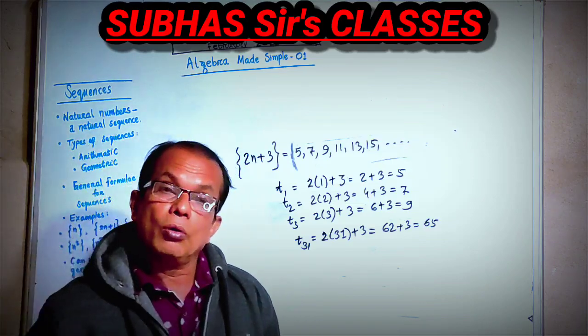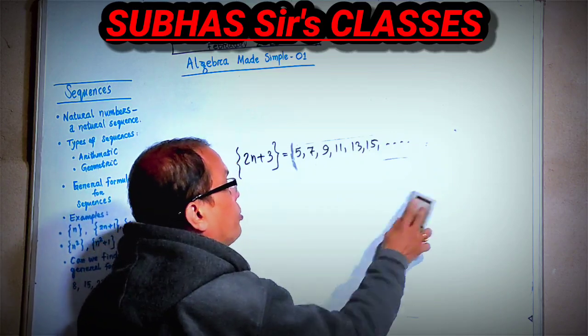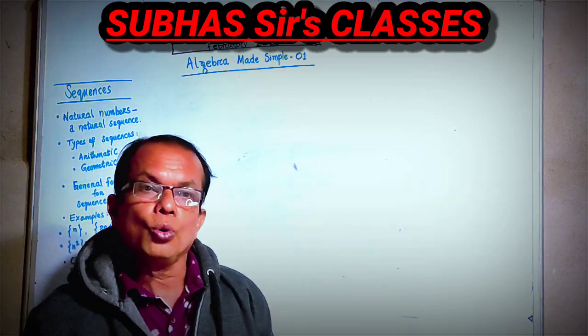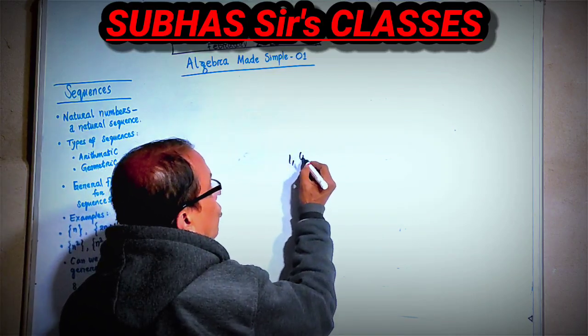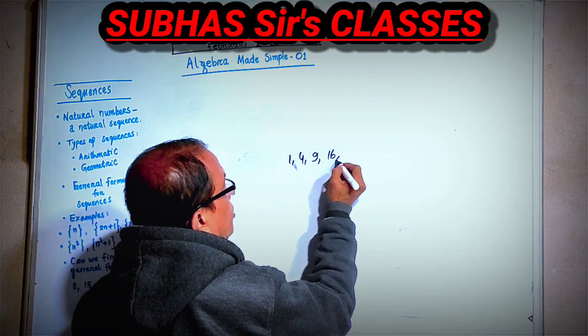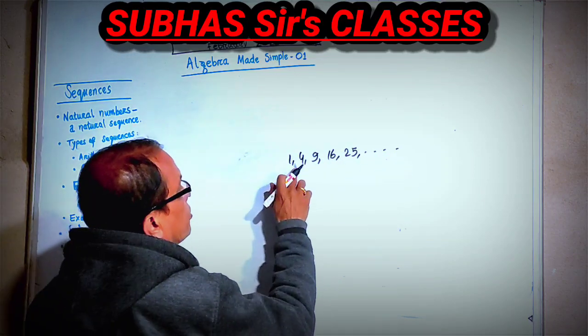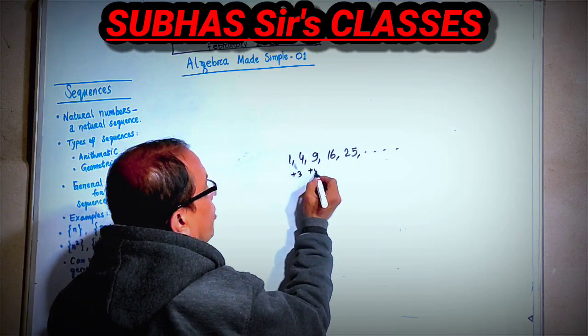Are all the sequences similar? Are they all formed just by adding? No. There are some sequences like this. Say 1, 4, 9, 16, 25. You can see how much we add here. Here we add 3. Here we add 5.